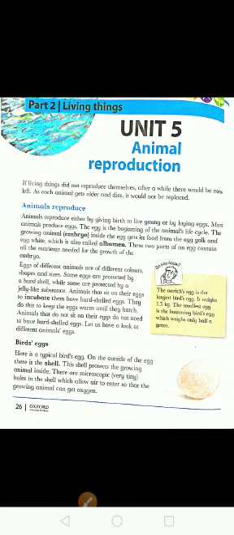If living things did not reproduce themselves, after a while there would be none left. As each animal gets older and dies, it would not be replaced. Animals reproduce either by giving birth to live young or by laying eggs. Most animals produce eggs. The egg is the beginning of the animal's life cycle.